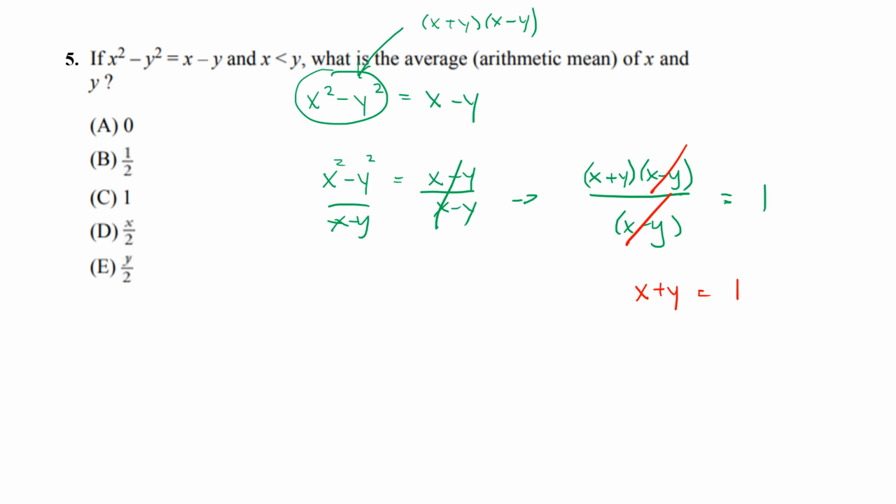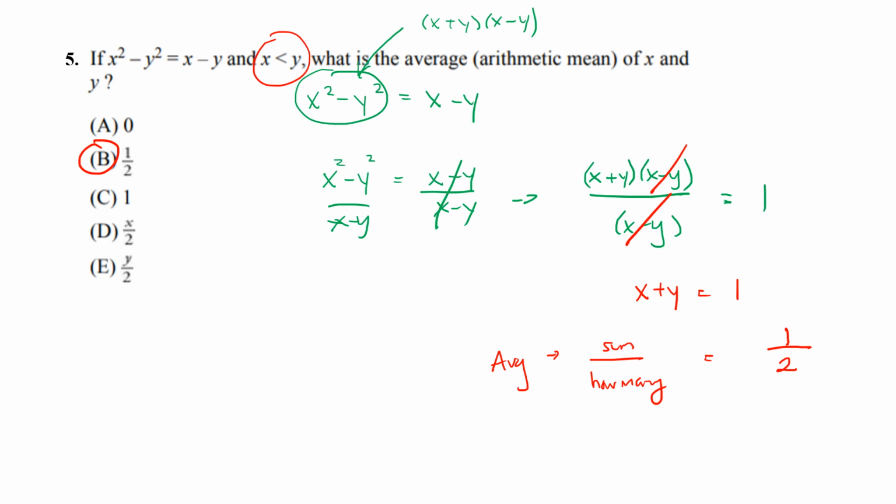Okay, well that's great. That gets us something really good to work with. It does tell us that x is less than y, but here it's not very relevant anymore because we know that their sum is 1. The average is just the sum over how many there are, and we're trying to find the average of x and y. There are two numbers, so it's 1 divided by 2. So our answer is simply 1/2.